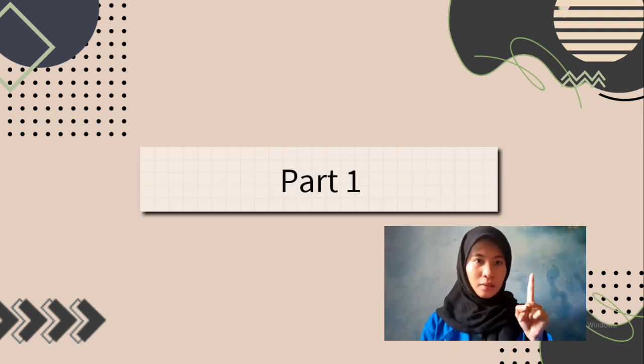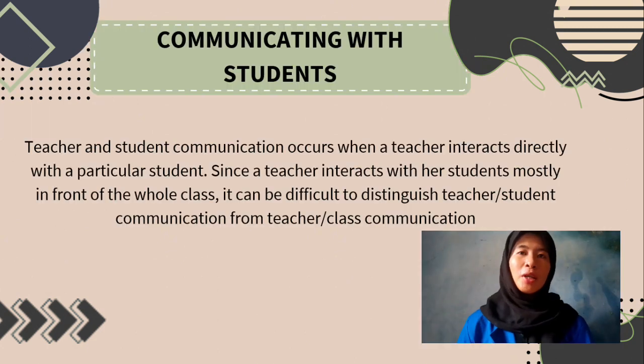Part 1. Communicating with students. Teacher and student communication occurs when a teacher interacts directly with a particular student. Since a teacher interacts with their students mostly in front of the whole class, it can be difficult to distinguish teacher-student communication from teacher-class communication.